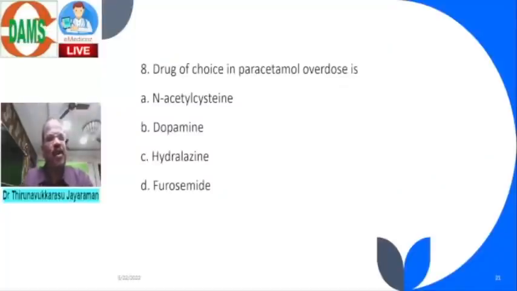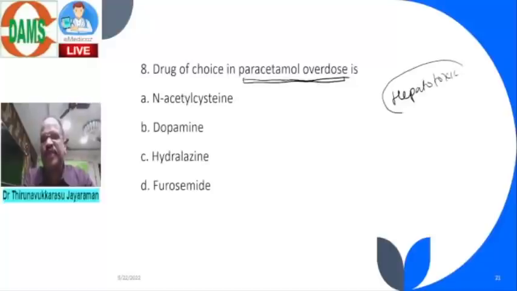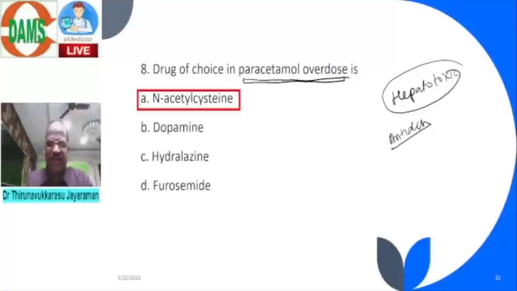Next, drug of choice for paracetamol poisoning. This is a very straight question. Paracetamol causes the problem of hepatotoxicity. So to control this, we have one specific antidote. The antidote is N-acetylcysteine. So, a straight question. Of course, this is a commonly asked question.